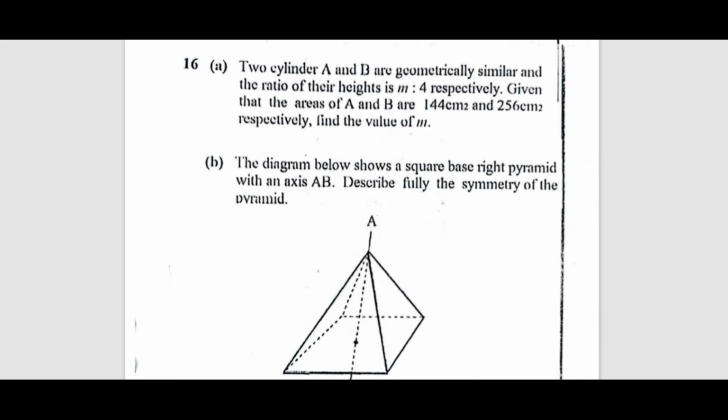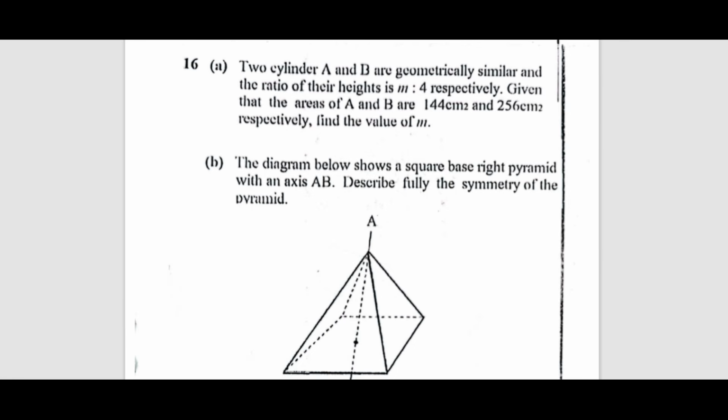Move on to question 16A. Two cylinders A and B are geometrically similar, and the ratio of their heights is m to 4 respectively. Given that the areas of A and B are 144 centimeters squared and 256 centimeters squared, find the value of m.